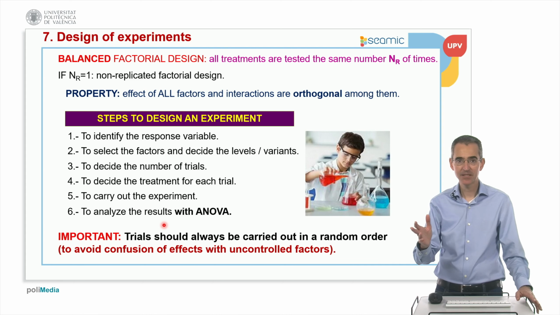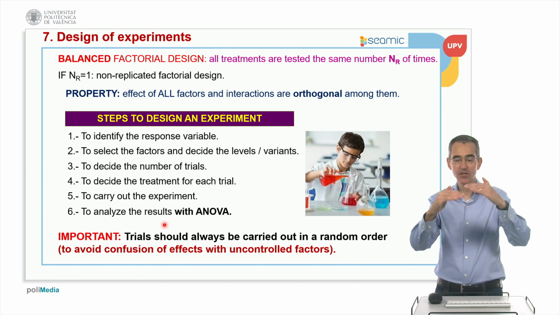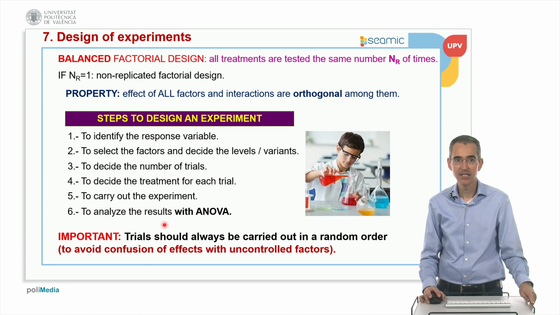So in the design matrix that I have shown in the previous slides, it was arranged quite clearly, but actually we should never carry out the designs in such a structured way. We should randomize the order of the trials in order to avoid the confusion of effects with uncontrolled factors. Okay, this is a concept that I will explain in the next slides. Confusion of effects. Okay, why?